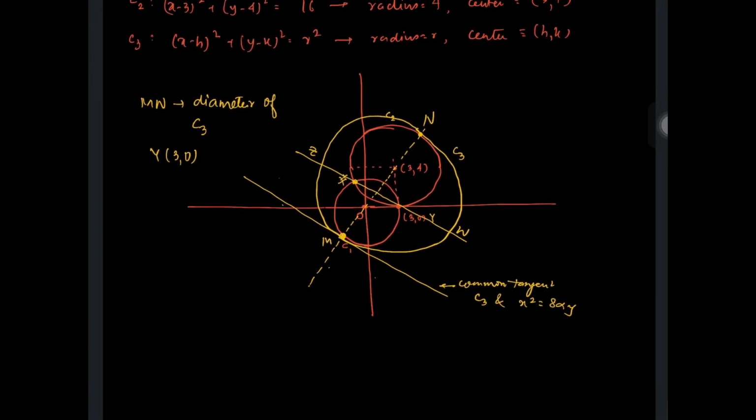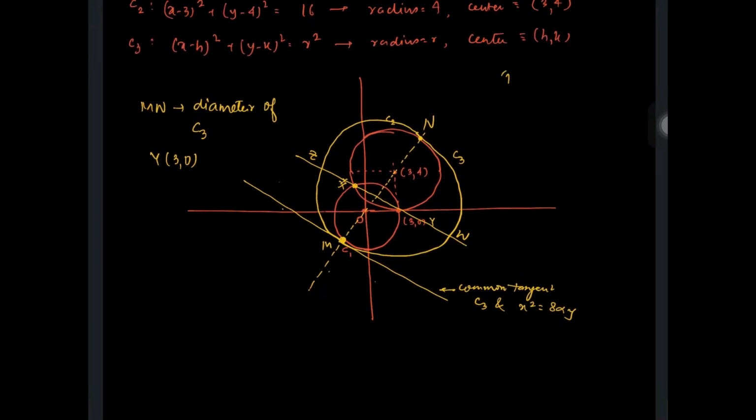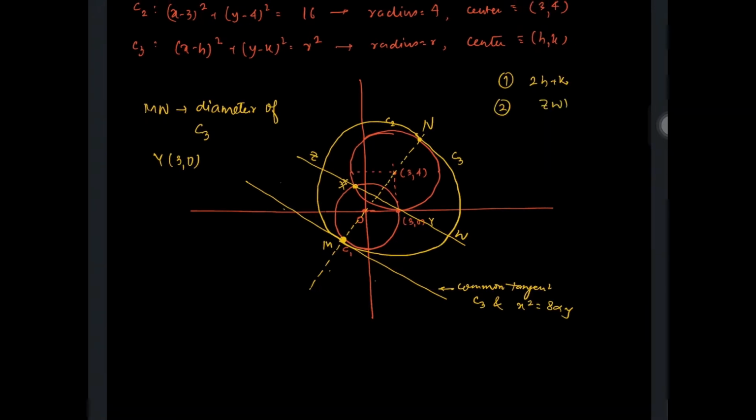And I am writing what we need to find, that is 2h plus k, the first expression. The second expression is the length of ZW by the length of XY. The third expression, area of triangle MZN by the area of triangle ZMW. And the fourth thing we have to find is the value of alpha.